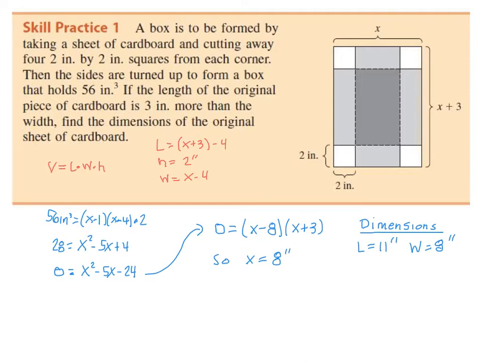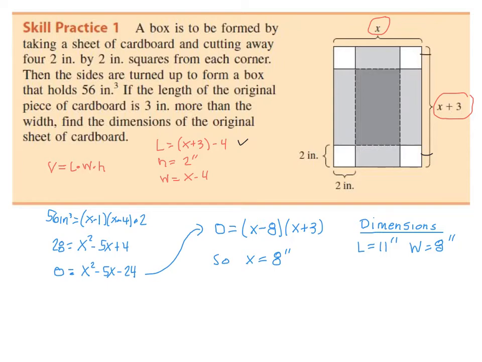So we notice that indeed we have x plus 3 as our length. x is our width. We're going to use the strategy, the volume is equal to the length times the width times the height. And so in this case, the length of our box after we cut out the pieces is going to be x plus 3 minus 4. The reason it's minus 4 is because we have 2 inches on either side of the length.